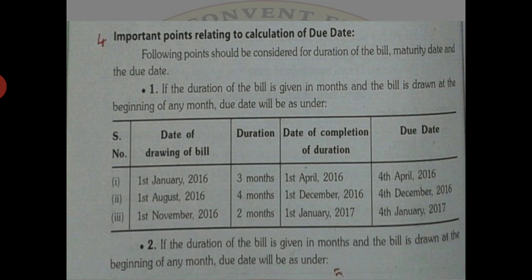Some more examples are there. The date of drawing of the bill is 1st August and duration is 4 months. So August plus 4 months becomes 1st of December. That will be the date of completion of duration, and the due date falls on 4th December after adding 3 days of grace period.